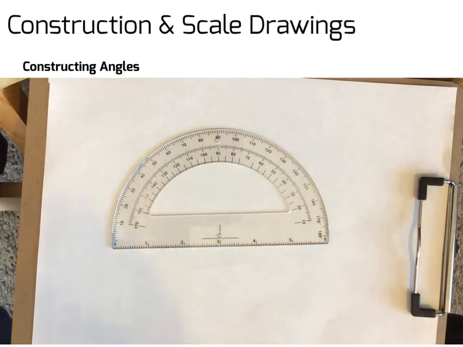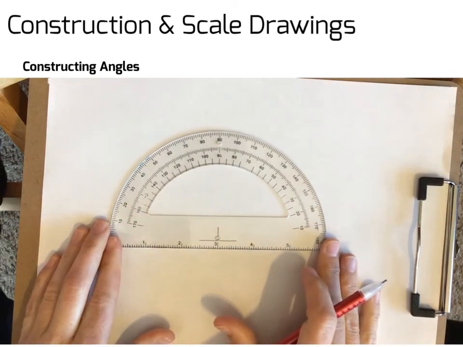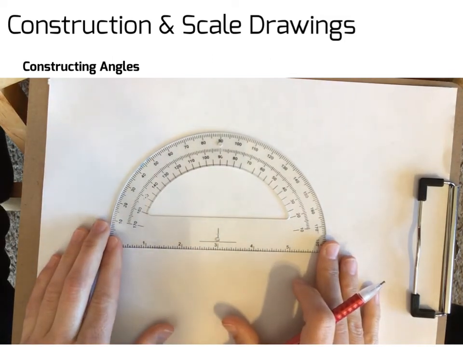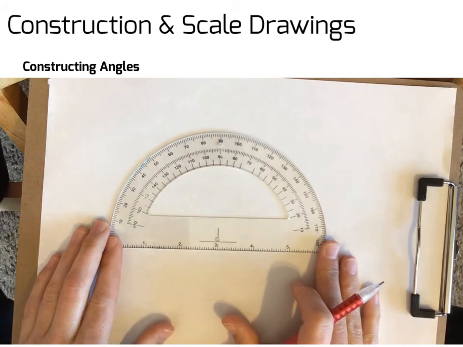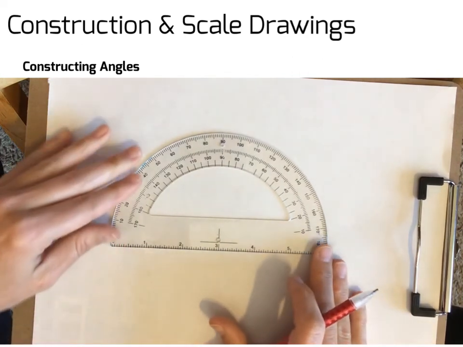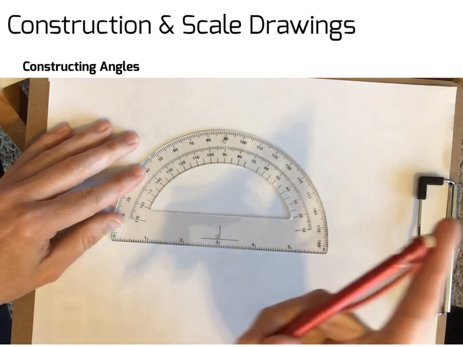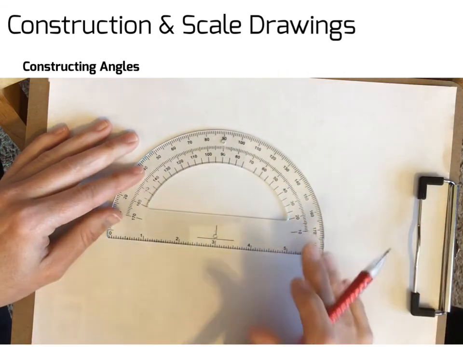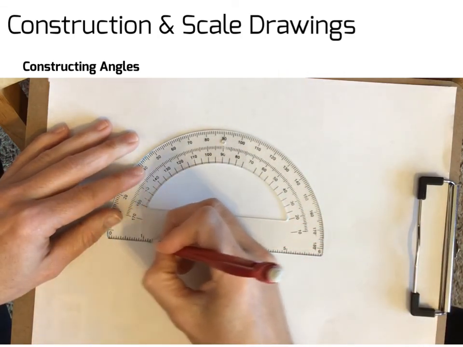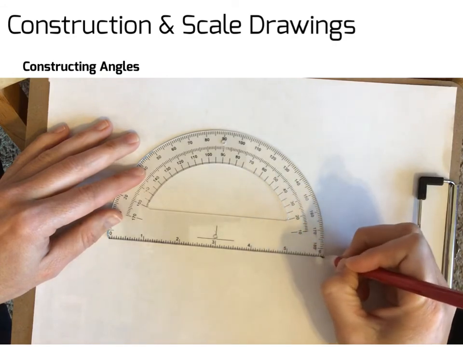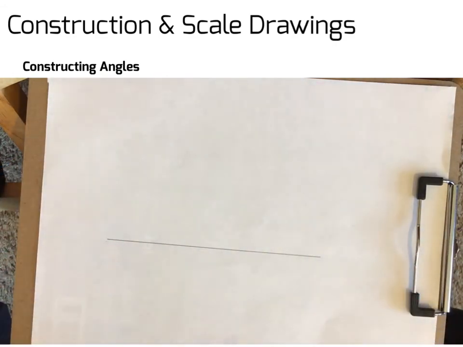In this part of 7.2, we're going to learn how to construct angles. And so I have my protractor and my piece of paper, and it says to draw a pair of adjacent, which means right next to each other, supplementary angles so that one angle is 60 degrees. So the first thing I'm going to do is draw a straight line using the straight edge of this protractor. So I've got my straight line.